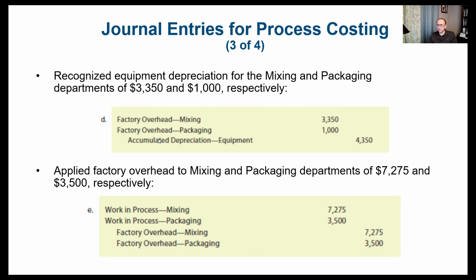So the total of that would be credited to accumulated depreciation for equipment for $4,350. Another is applied factory overhead to the mixing and packaging departments of $7,275 and $3,500 respectively. So we're going to debit work in process for mixing and work in process for packaging, and we credit the factory overhead for mixing and packaging.